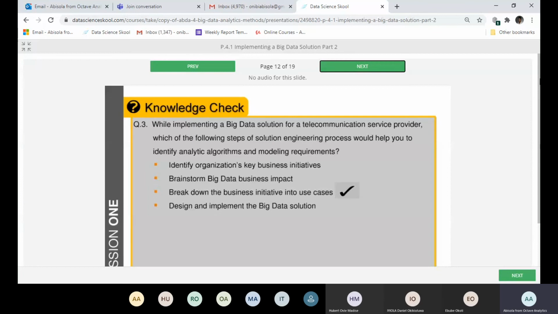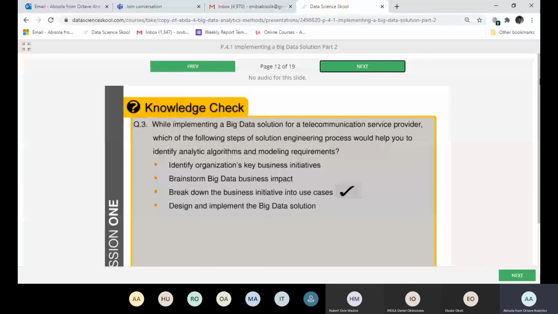So they are asking which of these steps of the solution engineering process would help you to identify analytic algorithms and modeling requirements. We have understanding how an organization makes money, identifying key business initiatives. Those are our steps. I'm listing our steps. We have brainstorming big data business impact, flesh out use cases, prove out use cases, design and implement big data solution.